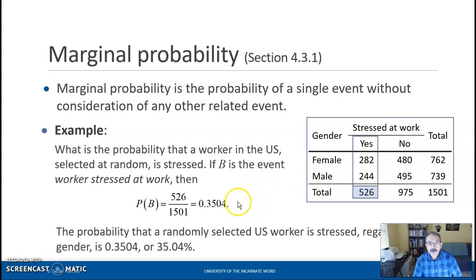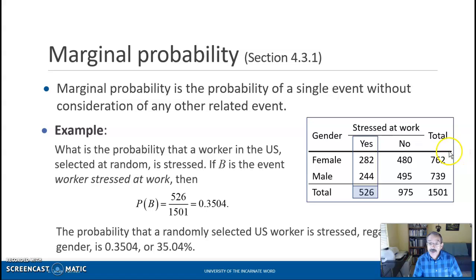We want that marginal probability of being stressed without regard of being a male or a female. To calculate that probability, we just divide 526 by 1,501. We get 0.3504. So we can interpret this number as the probability that a randomly selected US worker is stressed, regardless of gender, is 0.3504 or 35.04%. Now notice that this is one of the marginal probabilities that you can calculate. You could have calculated the probability of the worker not being stressed, which would be 975 by 1,501.